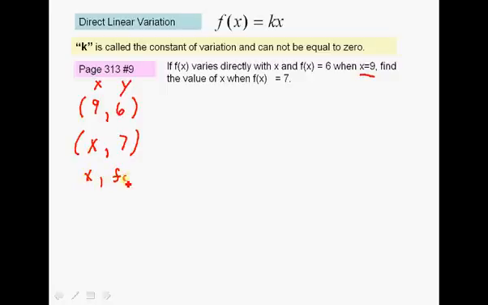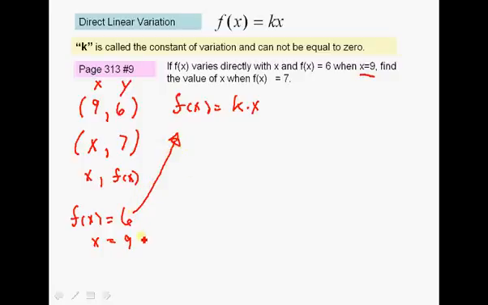Now we use the formula. We have f of x equals k times x. We're given all kinds of information. We're told that f of x equals 6 and that x equals 9. So this becomes a take and put problem. You take 6 and replace it into f of x. You take 9 and replace it into x. So we just go 6 equals k times 9. Wow, that's it. Now you have to solve for k.